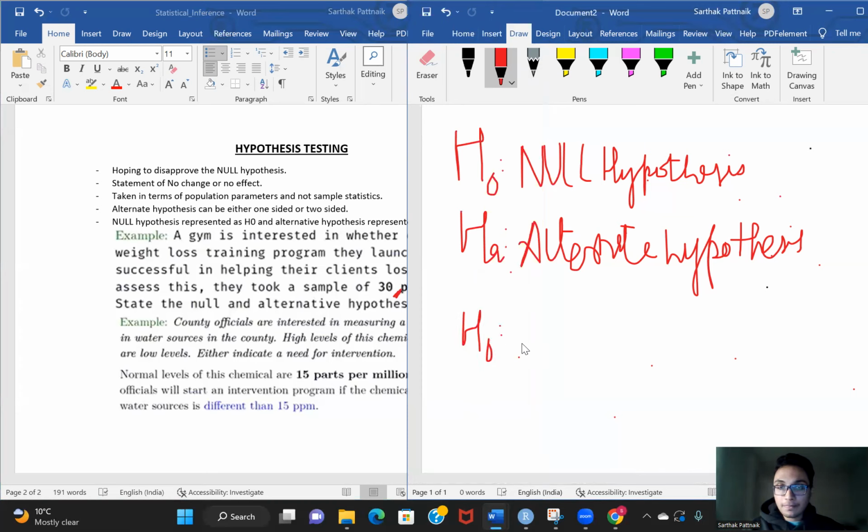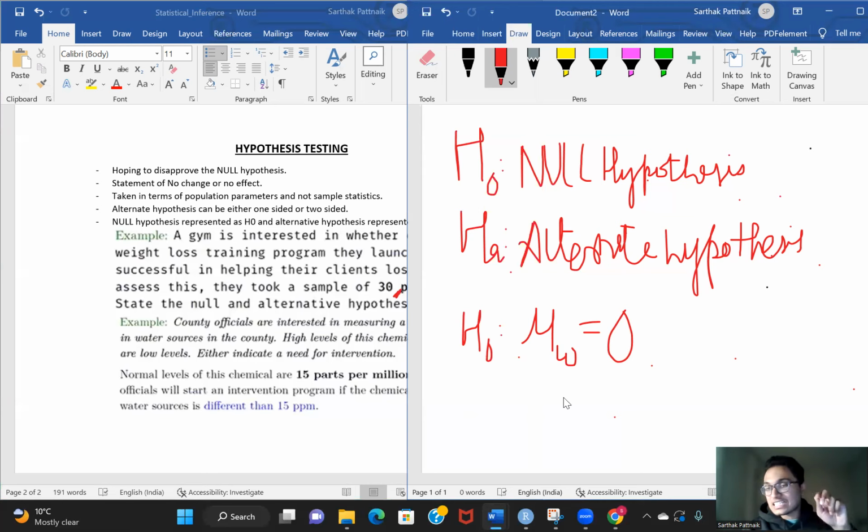will be the population parameter mu of the weights of participants is equal to 0, or the change in mean weight of the participants before and after this training program is 0. This is going to be my null hypothesis.